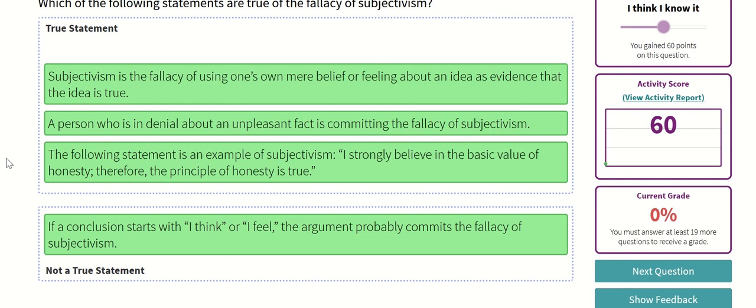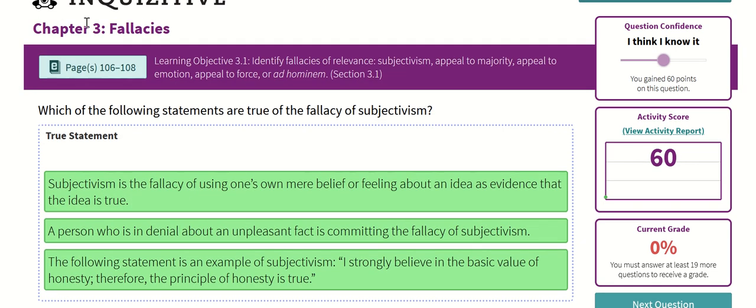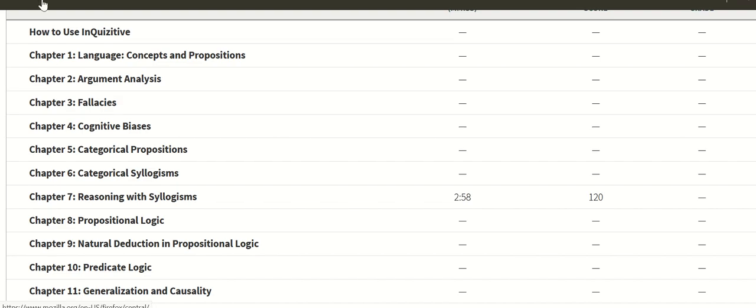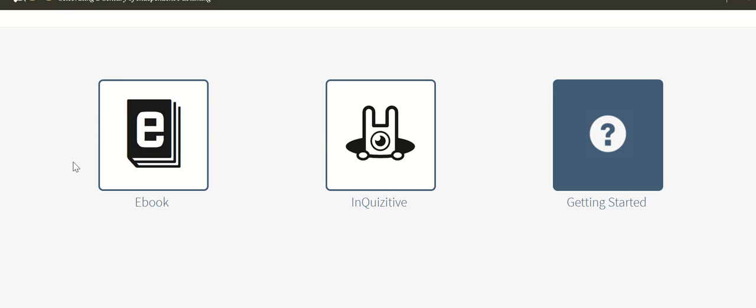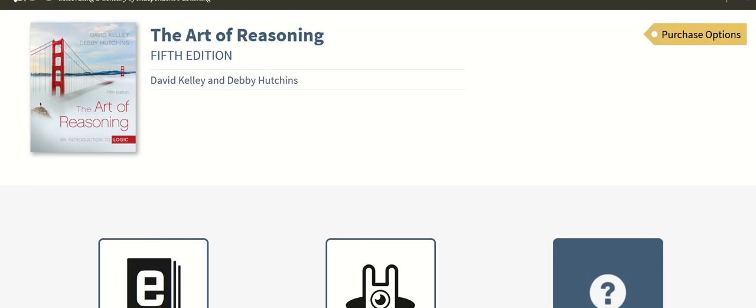But anyways, this is kind of just a taste of what you get with this book, with the digital resources. So I hope it's helpful. I'm not going to do much more than this because of copyright issues and so forth, but just a little preview of what you get with The Art of Reasoning by David Kelley and Debbie Hutchins.